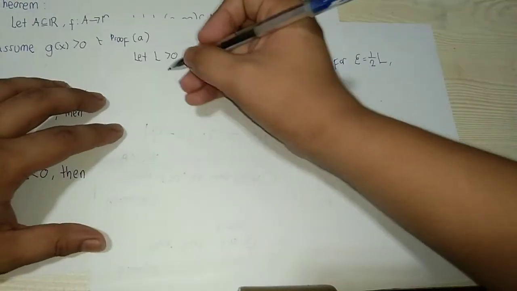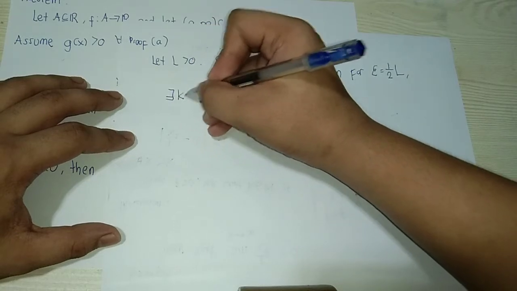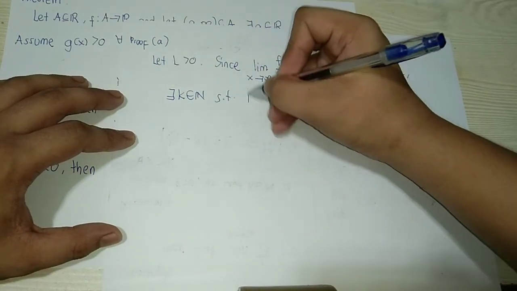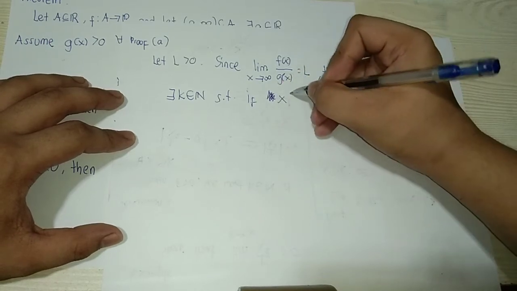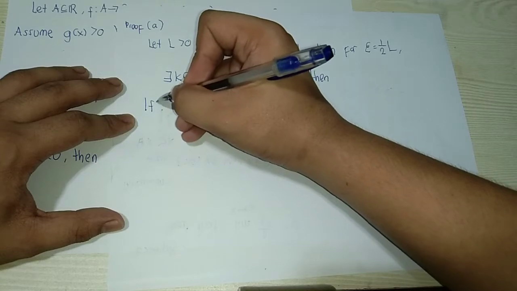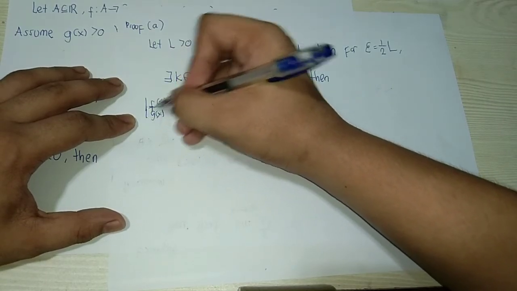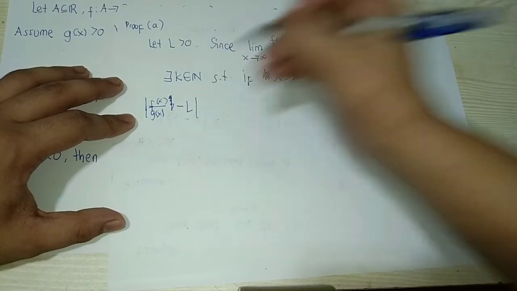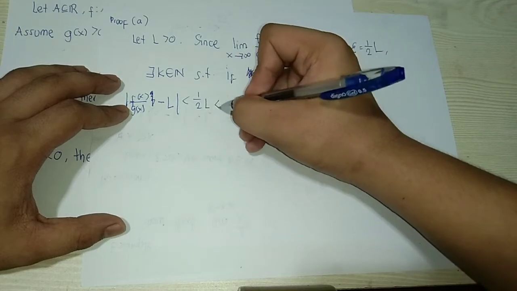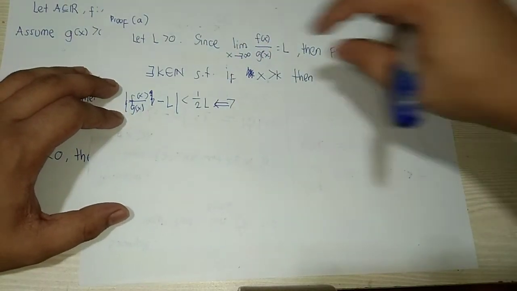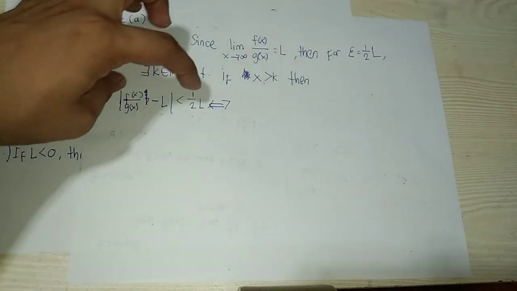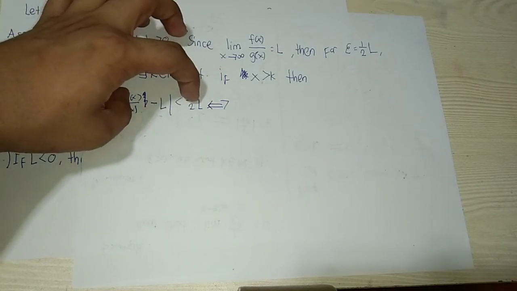Then, from the definition, there exists a natural number K, by the definition of the limit at infinity, such that if x is greater than K, then the distance between f of x over g of x and L is less than epsilon, or that epsilon is 1/2 L, if and only if. Okay, so we can use this, the definition of the limit at infinity. So let's just manipulate this.